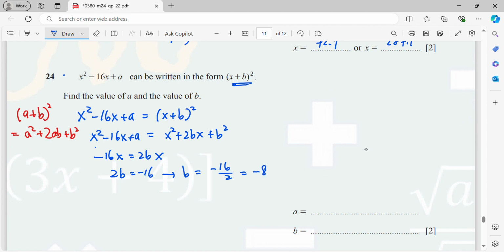Now, when you compare the constant, a equals b squared. Therefore, now we have found the b. So now, that means my a is going to be minus 8 squared, which is 64. Okay, so I have found the b and also found the a. So my a is 64 and my b is minus 8. So this is how we solve this question 24.